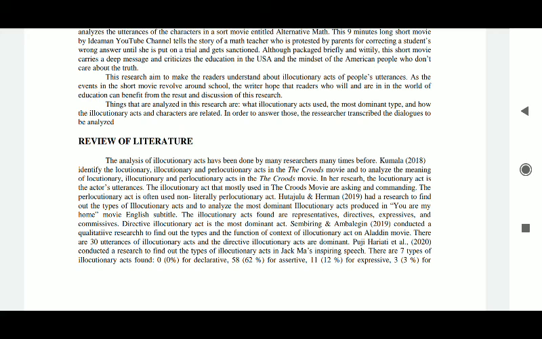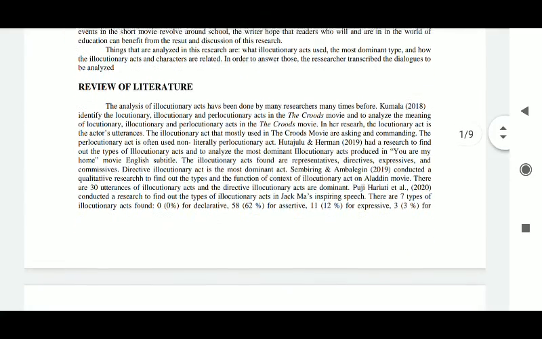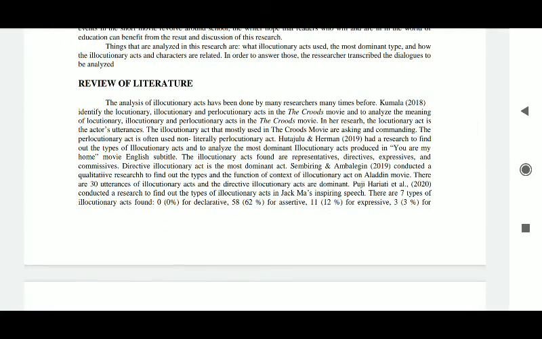This research aimed to make the readers understand about illocutionary acts of people's utterances. As the events in the short movie revolve around school, the writer hoped that readers who will be and are in the world of education can benefit from the result and discussion of this research. Things that are analyzed in this research are what illocutionary acts are used, the most dominant type, and how the illocutionary act and the characters are related. In order to answer those, the researcher transcribed the dialogues to be analyzed.